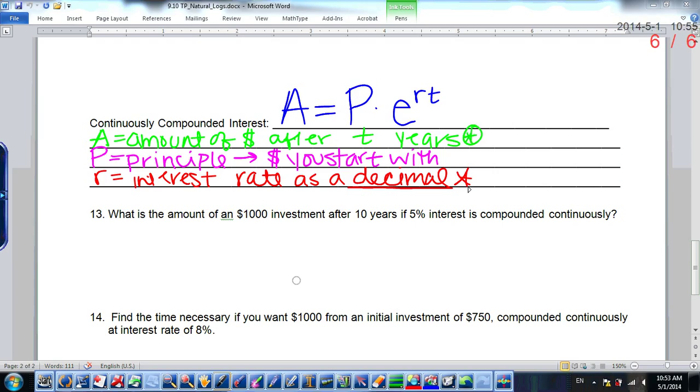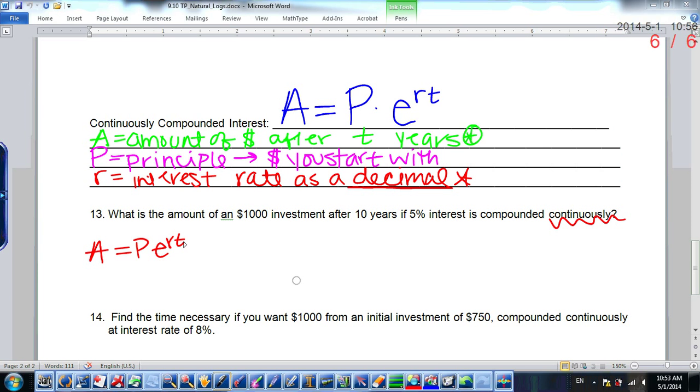Okay. We want to know what is the amount of a $1,000 investment after 10 years if 5% interest is compounded continuously. When you see this word continuously, that signifies to you that you're going to use this formula. I'm going to show you other formulas as we move through our application days. But anytime you see that word compounded continuously, that means we're going to use A equals P times e to the RT power. We're going to use PERT.